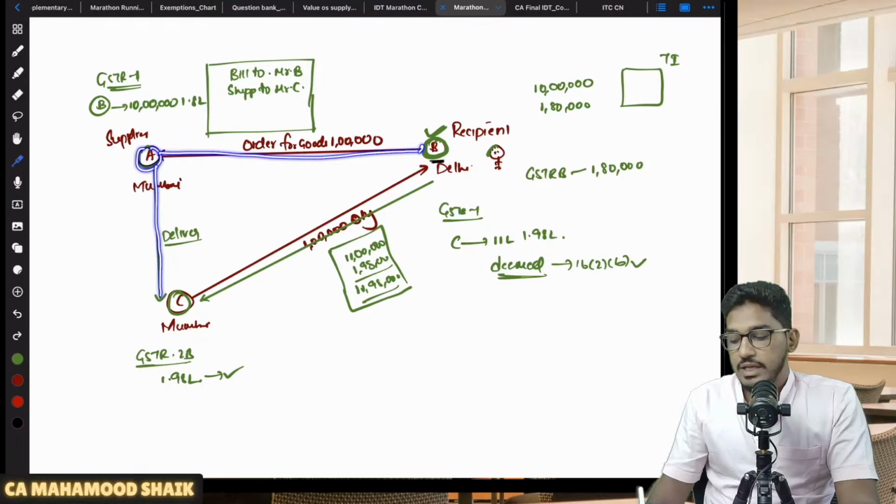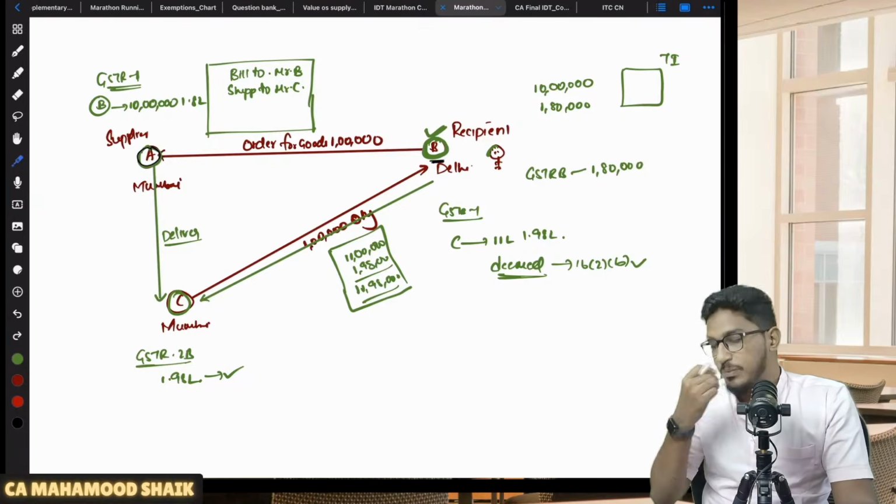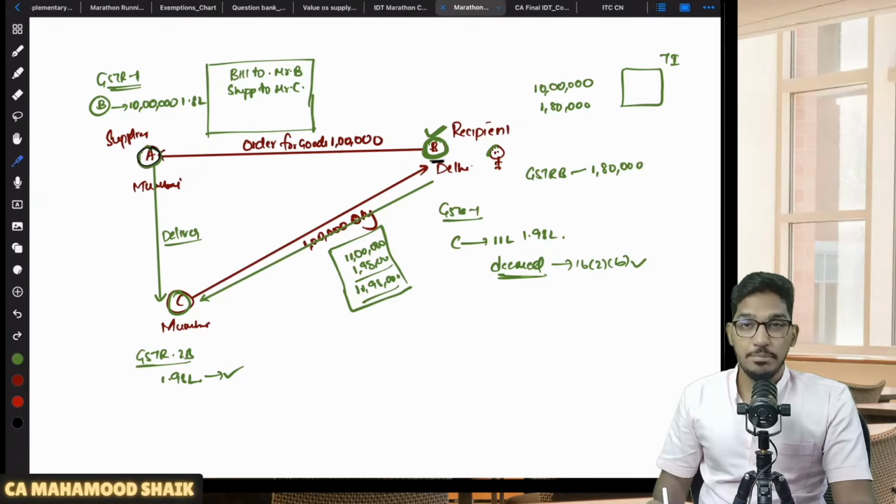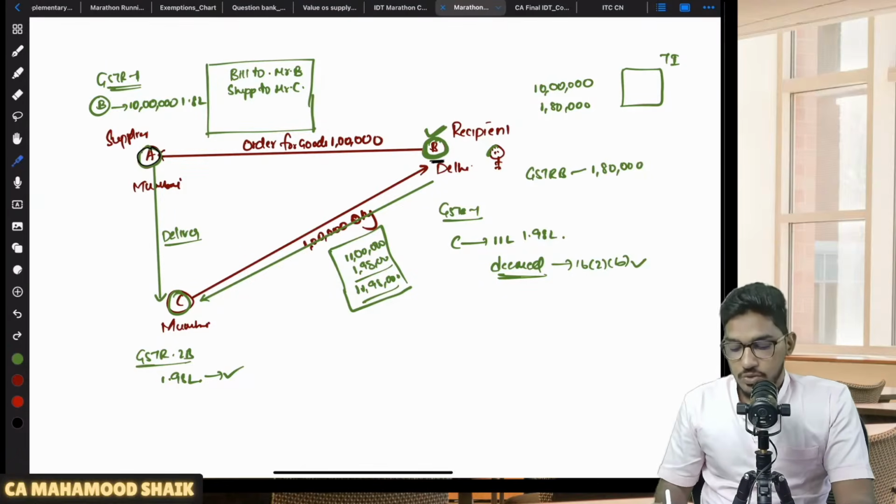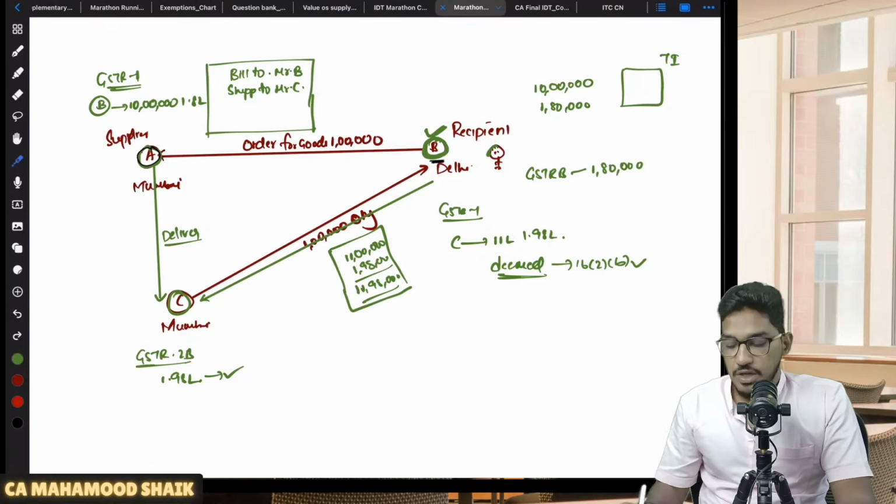So this we call it as bill to ship to transaction. So A is the supplier. He is shipping the goods to Mr. C, but he is giving the invoice in the name of Mr. B. So this typical transaction, we call it as bill to ship to transaction.